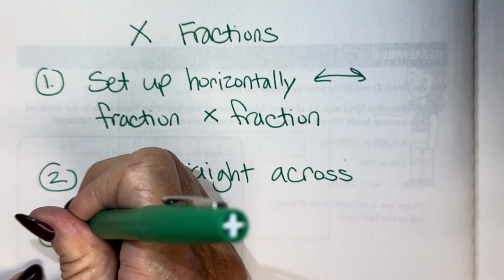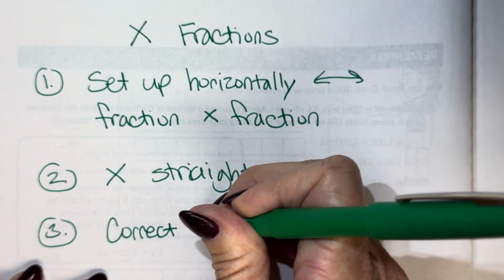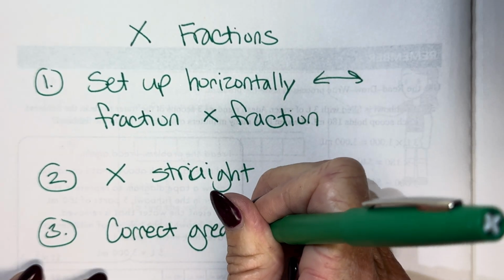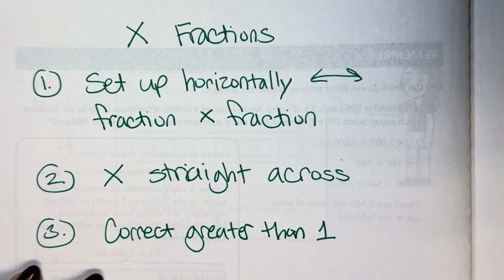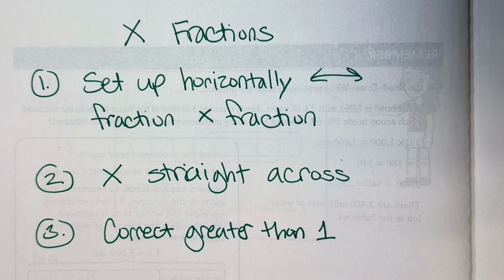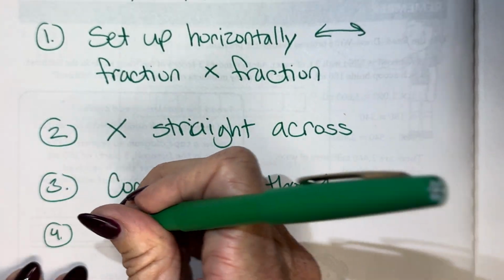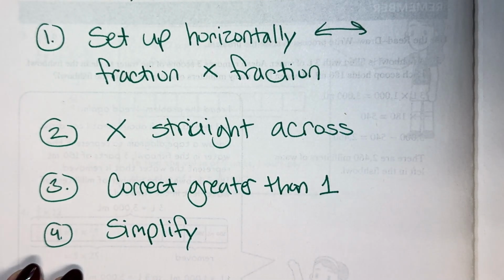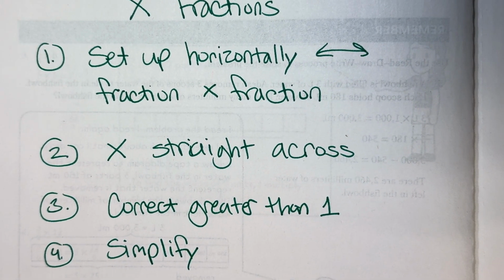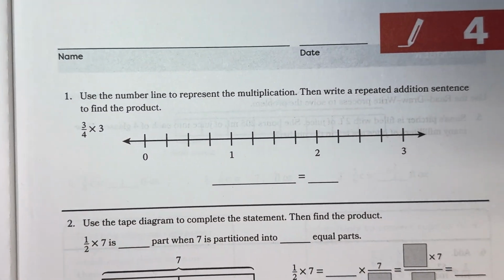Step 3 is I'm going to correct greater than 1 fractions. Sometimes those greater than 1 fractions are also called improper fractions, but I'm going to correct them if I can. And then my final step that I want to keep practicing and getting better at is if I can simplify, I would like to simplify. So those are my 4 steps. Okay, so let's go on to number 1.